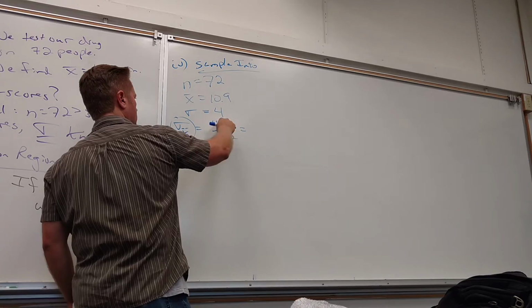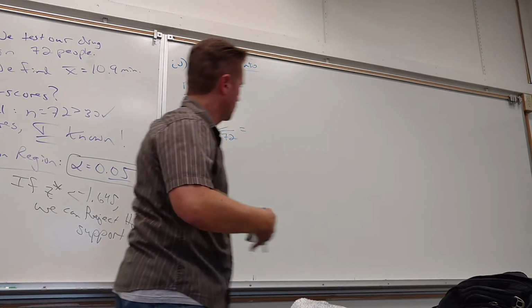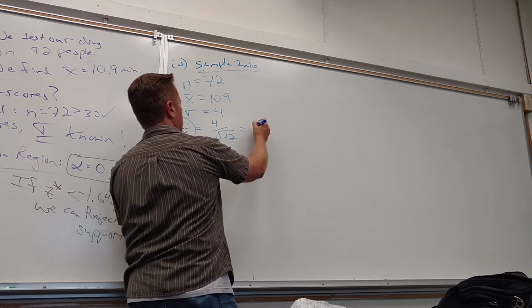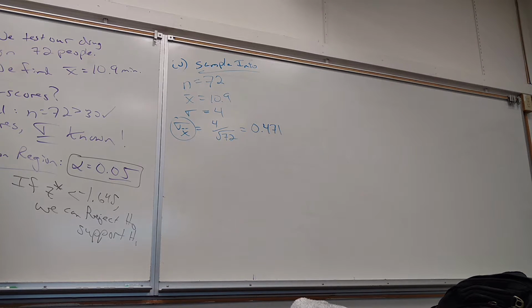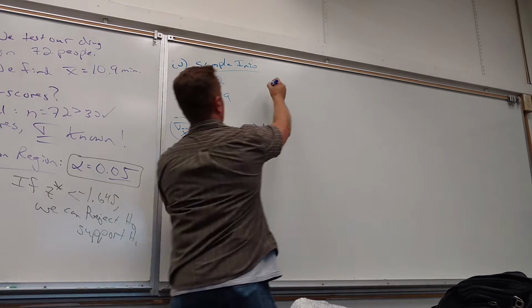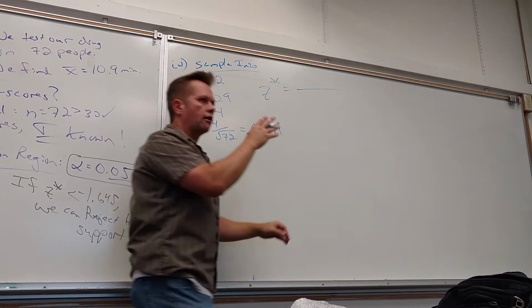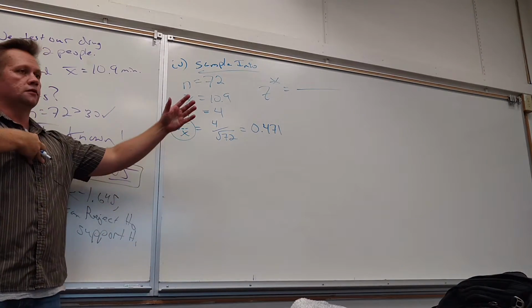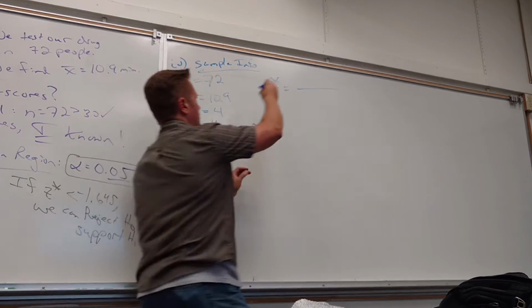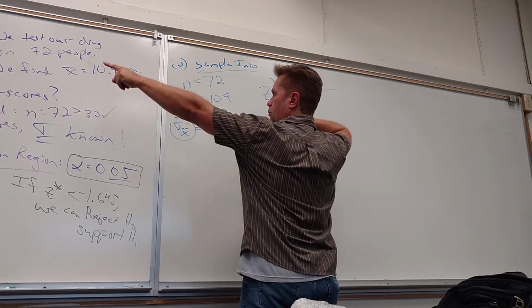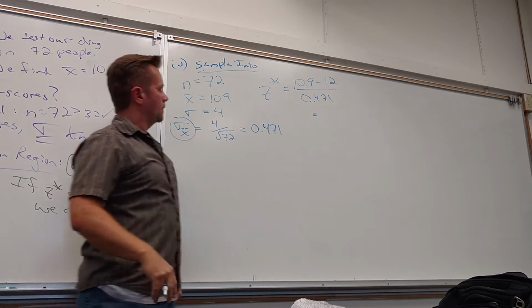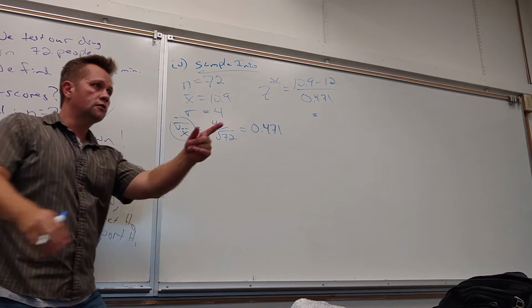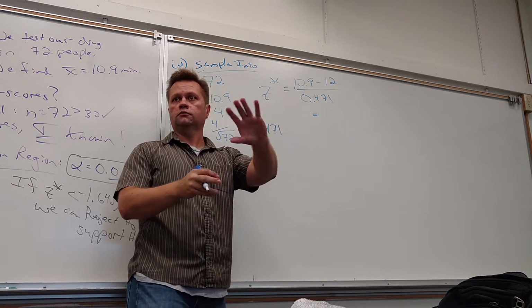What do you guys get here? Help me out. What's 4 divided by the square root of 72? 0.471. Okay. So now let's calculate Z star. How do I always calculate a Z-score? It's my data point. What's my data point? 10.9. That's the one that I got. What do we assume the mean to be? 12. Over this new standard deviation. 2 point something. Negative 2.34.